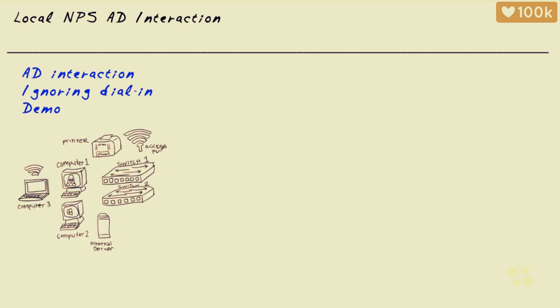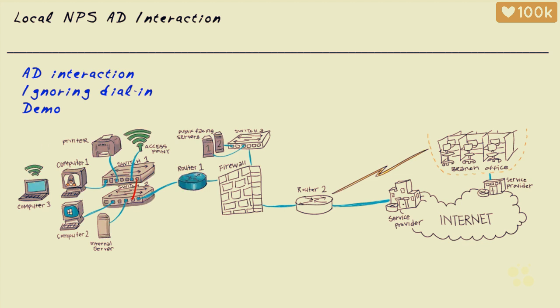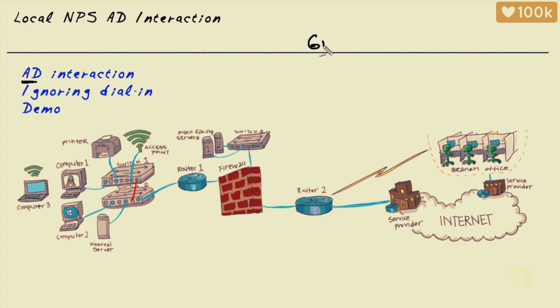One of the cool things about creating network policies for access through a remote access server is that we can leverage Active Directory. For example, if we have a group of users, so we create an Active Directory group, we can specify group membership as a condition that has to exist for that policy to match.